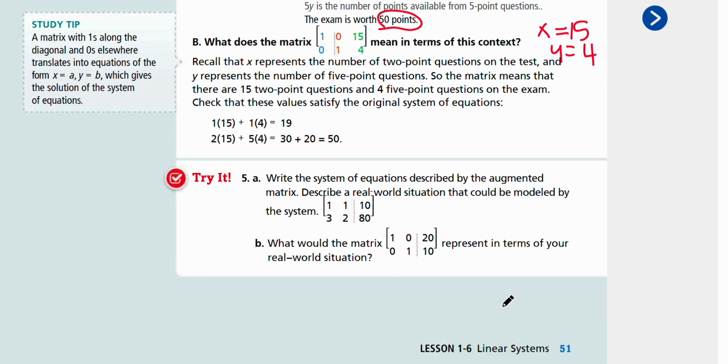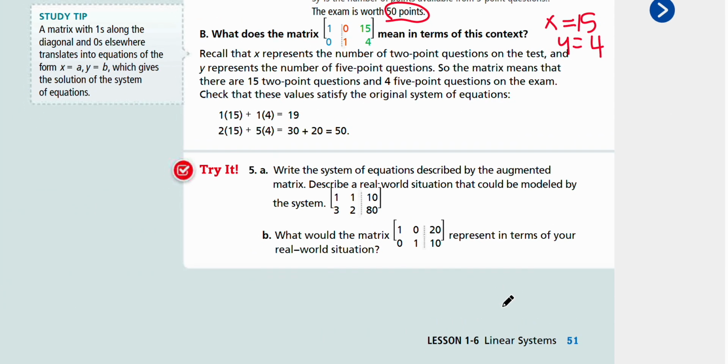So let's try number 5A and B. See if you can write equations and describe what they mean. Pause the video and come back when you're ready for answers.